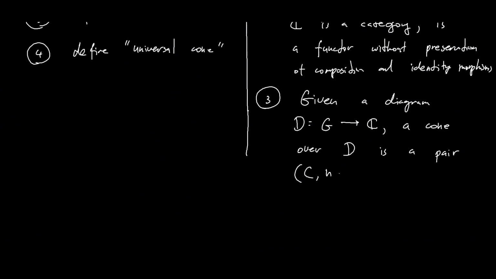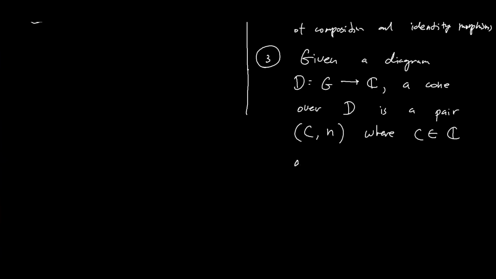Maybe I'll call this not n, but let me call it L, n. Cn, where C is an object in C. So let me just write by saying that C is an element of C. And n is a natural transformation, and I'm going to put it in quotation marks here.